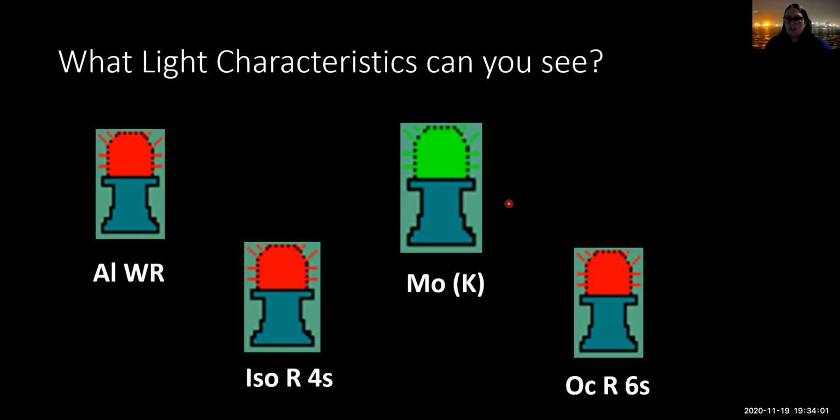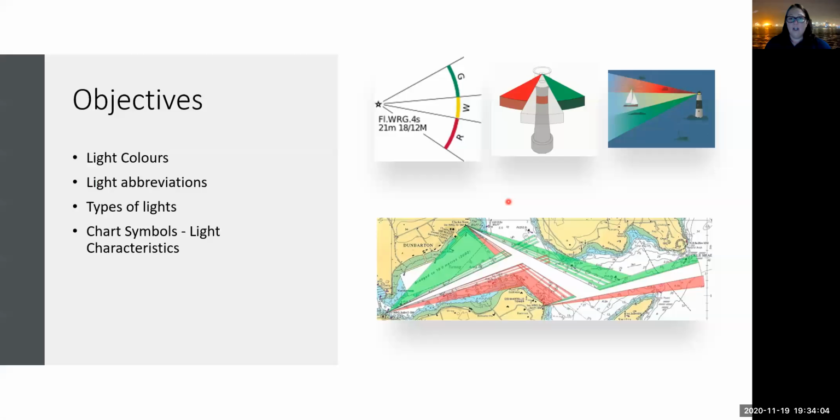Okay, so how did we do? Alrighty, so what we're going to look at tonight then, we've had a look at some light colors, we've had a look at the abbreviations that we would expect to see on the charts. We've also looked at the different types of lights, so we've looked at some directional lights, some sectored lights, and we've also had a look at our chart symbols on our light characteristics.